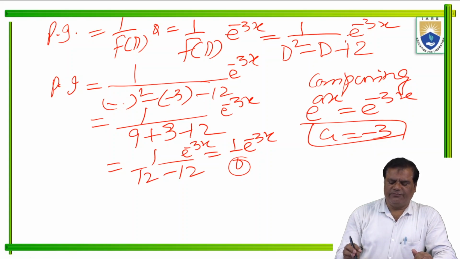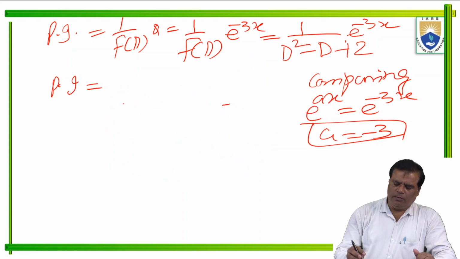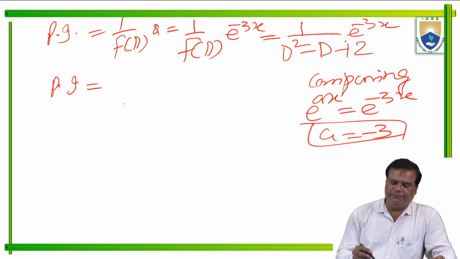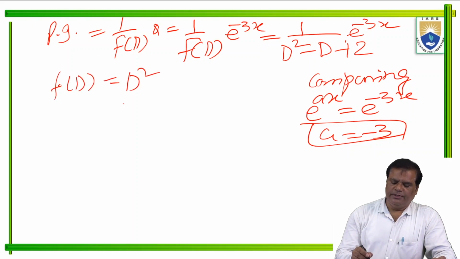We are checking here rough work. This result is 0. So here, we are checking only FD first. FD is 0 or not? So here FD is D square minus D minus 12.